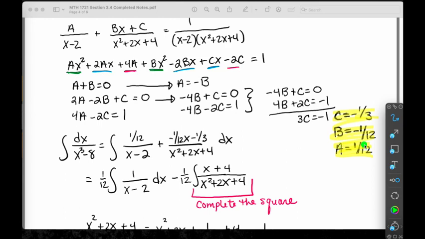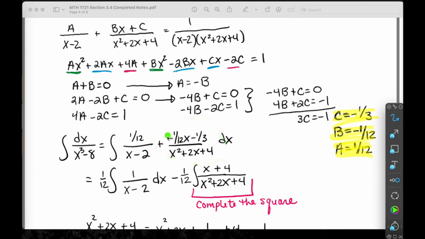So I'm going to replace a with 1/12. That goes here, 1/12 over x minus 2 plus b is negative 1/12 x, so that goes here, x is here. And then c is negative 1/3, so that goes here. So to make things easier, I split up this integral into two pieces. I've got 1/12 times the integral of 1 over x minus 2. That's this piece here.